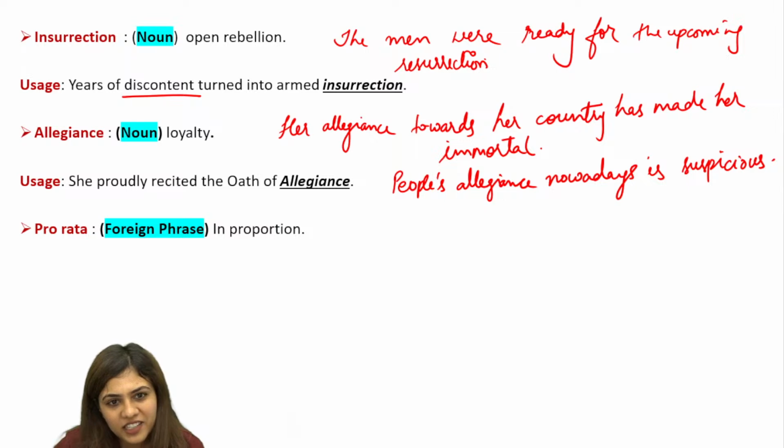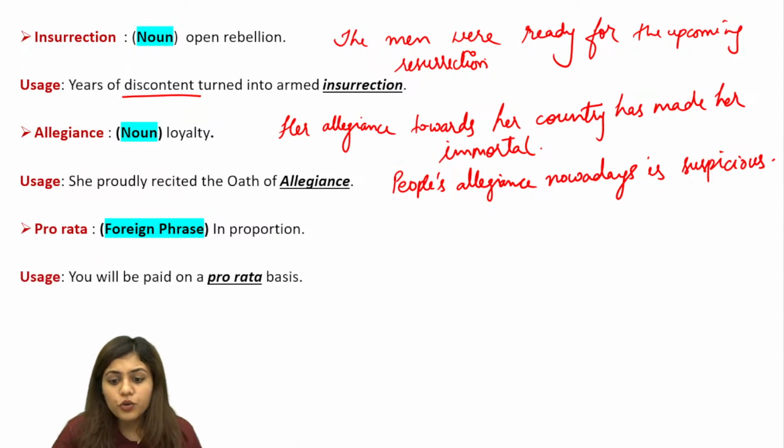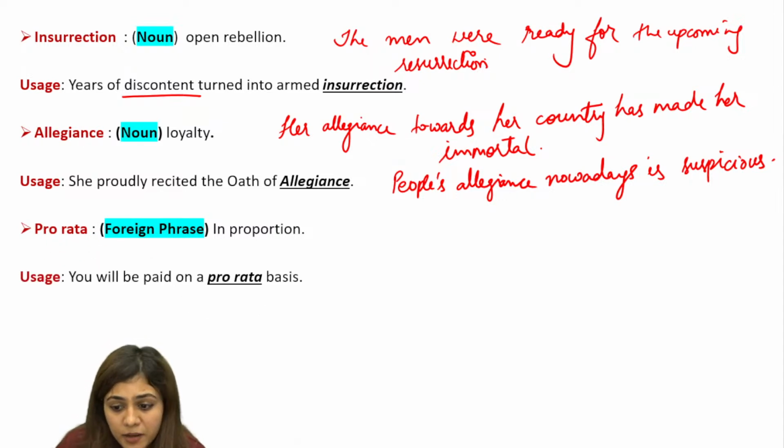I think prorata is that one foreign phrase that you must have heard several times because it's so commonly seen and heard, and it's a foreign phrase. It's taken from Latin, and it very simply means in proportion to something. For example, the amount of work that you do, the amount of money you get, right? So, in proportion to the amount of work, you will get the money. It's as simple as that. So you will be paid on a pro rata basis.